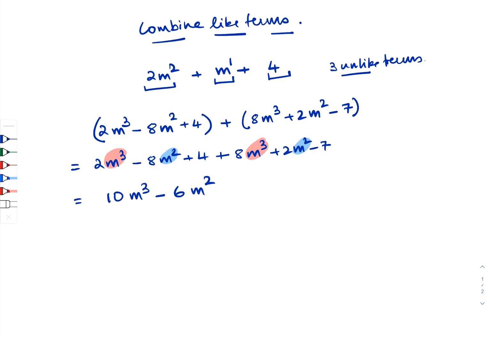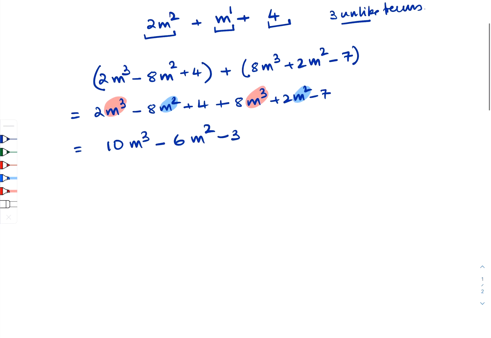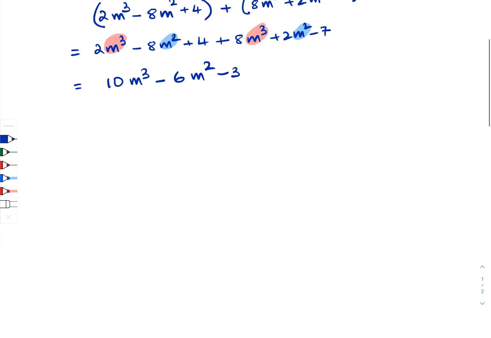And then here you have positive 4 and negative 7. Those are like terms as well. So that's going to give you a net of negative 3. And that's how you combine like terms. So you just look for terms with the same power, okay? And you combine the ones that have identical powers. So let's do another one. Get some practice.